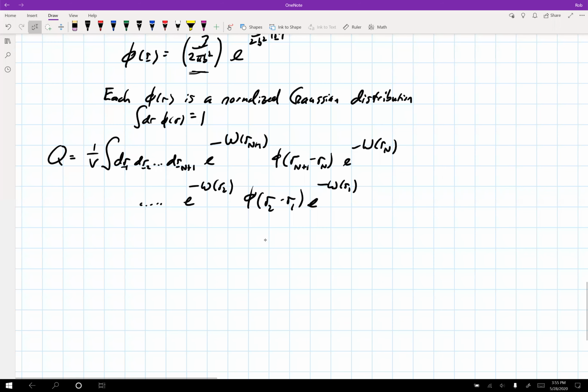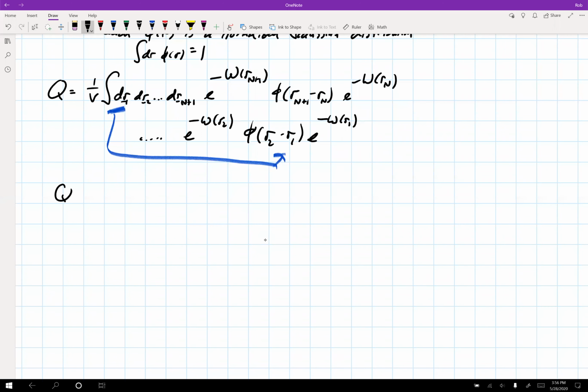If we notice with the way that I've written it, the only place where we have a dependence on R1 is all the way over here. So we have this bond transition probability and this Boltzmann factor that depends on R1, and everything else is independent. So we can just pull that integral through, and we'll see how we can evaluate this. So we'll have integral dr2 through dr n plus 1. I also want to introduce a shorthand when I come down here.